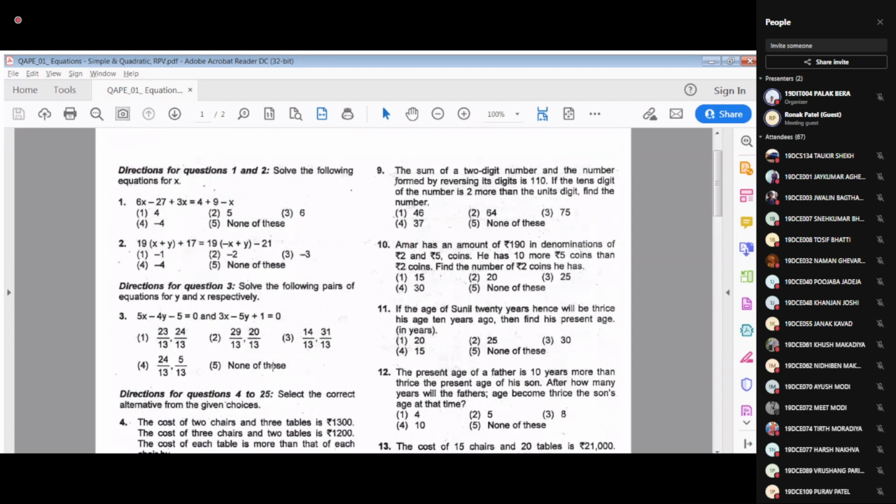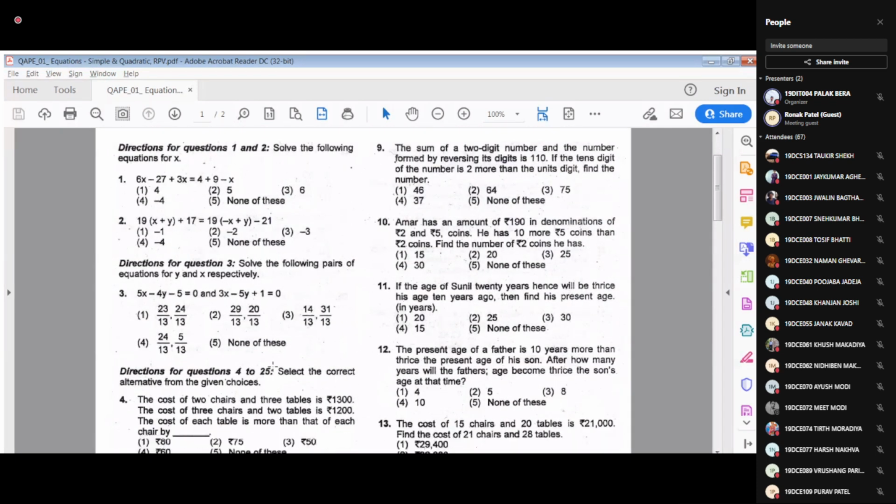So next one, question number 9. Look, this is a 2-digit question. So make sure that you use options, you use the idea. Use options, don't use variables.